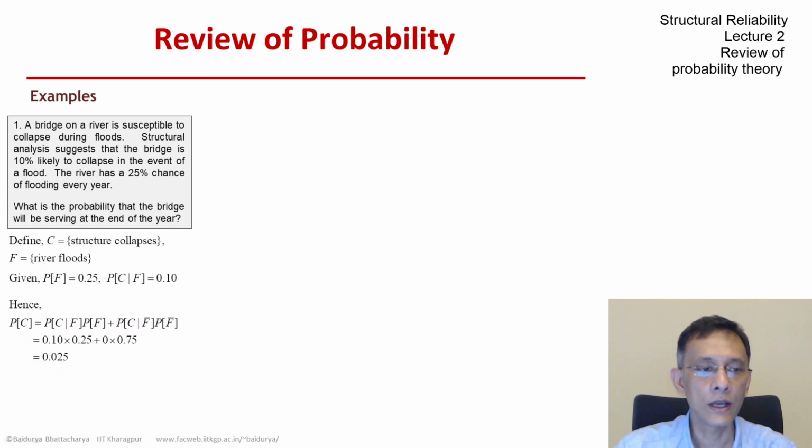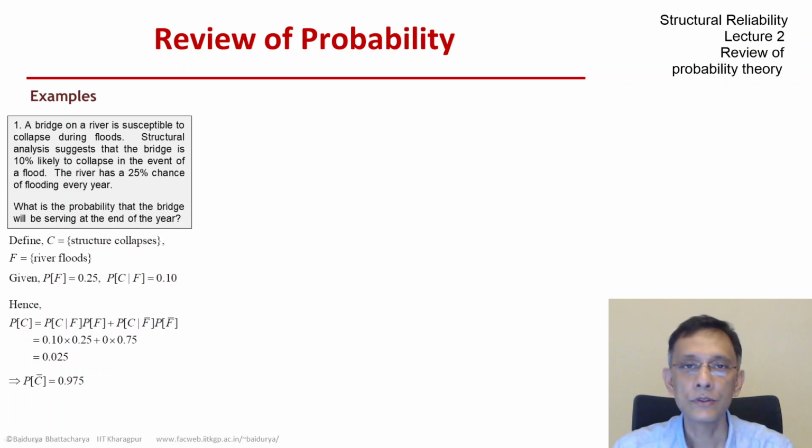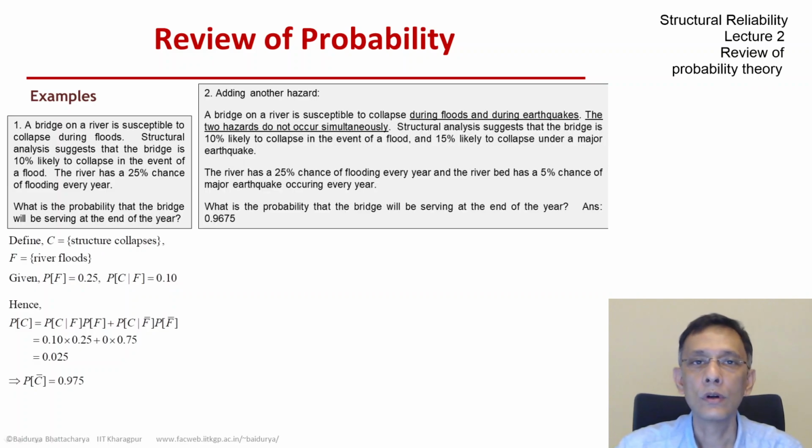That gives us the answer of 0.025 for P of C. And what's being asked is the probability that the bridge will survive at the end of the year. So that's the complement, and the answer is 0.975. Now let's add one more hazard to the problem. So let's add earthquakes.